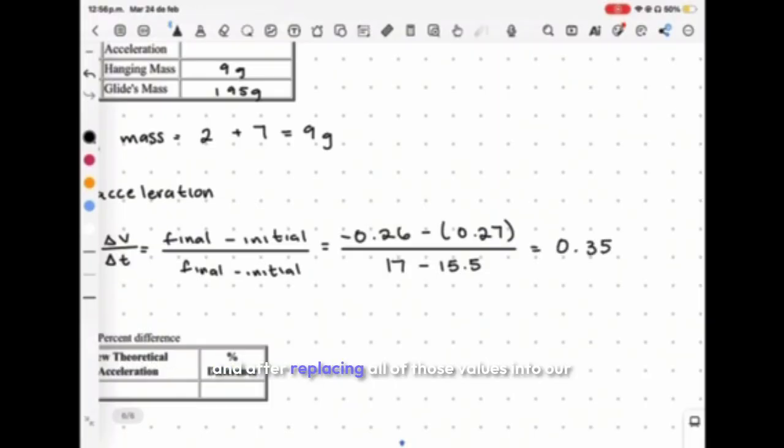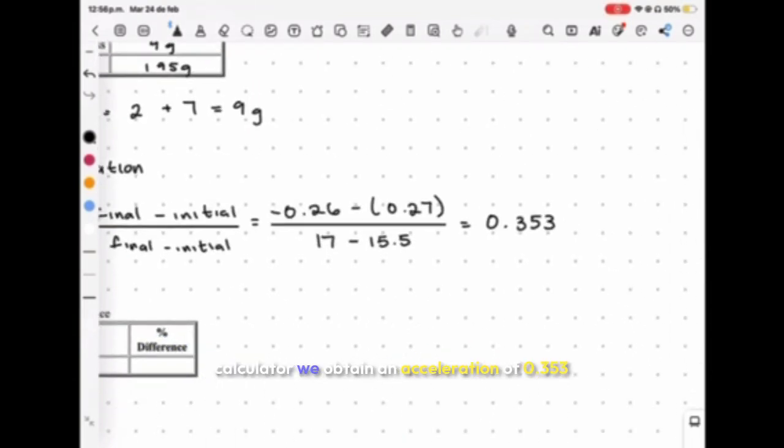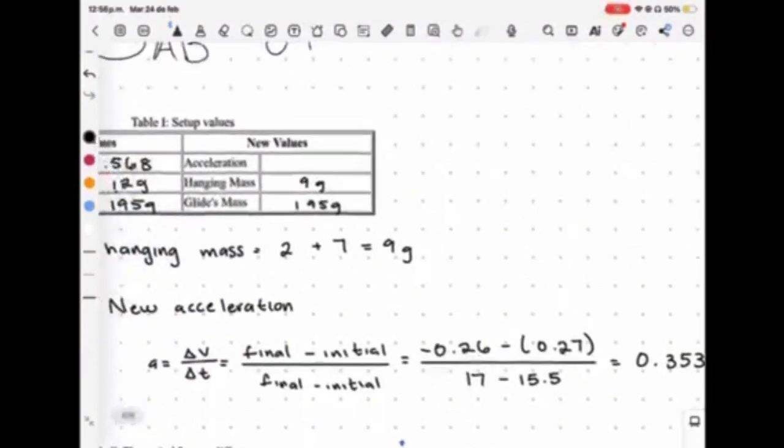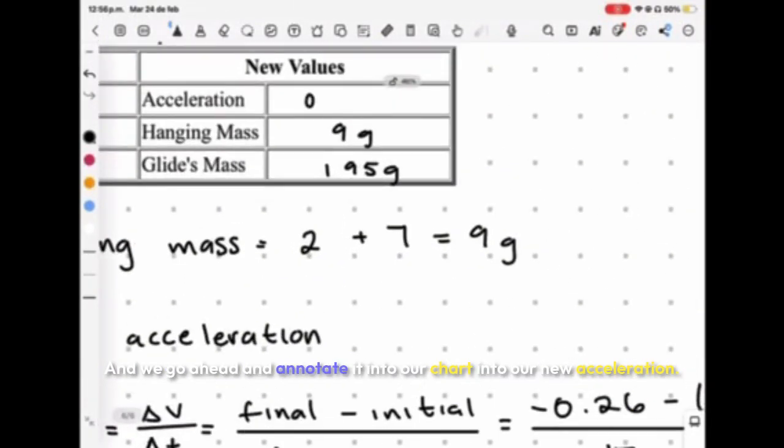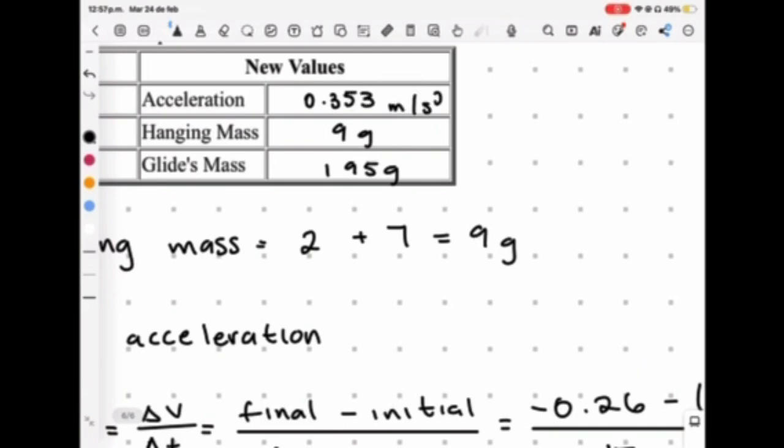And after we plug in all of those values into a calculator, we obtain an acceleration of 0.353 meters per second squared. And we go ahead and annotate it into our chart, into our new acceleration.